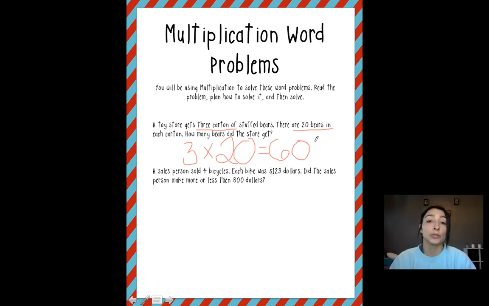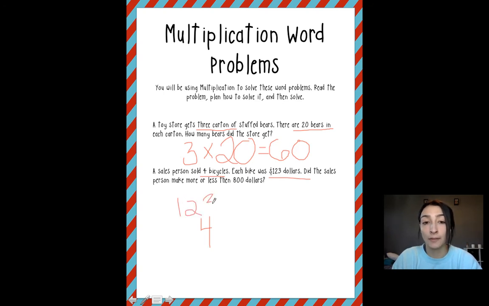All right, so our next problem, we want to read it again. Now I see 3 numbers, so make sure we're really thinking about what numbers need to be multiplied. A salesperson sold 4 bikes. Each bike was $123. So you have $123 4 times. $123 for the first bike, $123 for the second bike, $123 for the third bike, and $123 for the fourth bike. So we're going to do 4 bikes, each for $123. It's going to be 4 times 123.